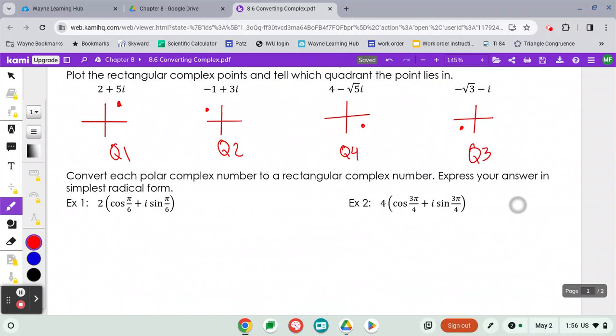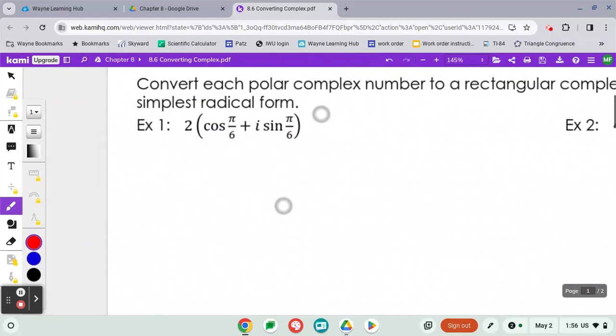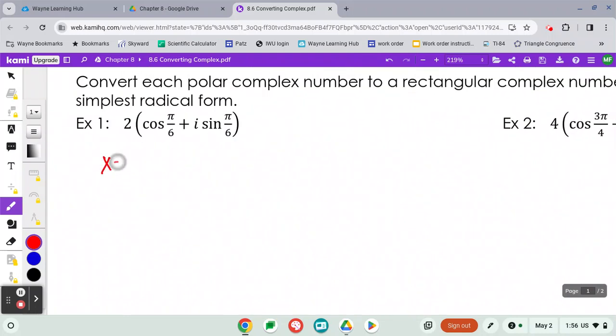So once again, this is in polar complex, and we want to go to rectangular complex. So the process is exactly the same. Just like before, we'll do the x and the y. So x equals 2 times the cosine of pi over 6. Okay. The y will equal 2 times the sine of pi over 6. So we look, what is the cosine of pi over 6? And that's the x value.